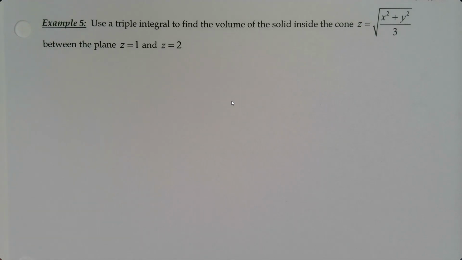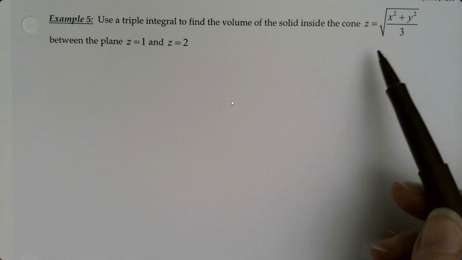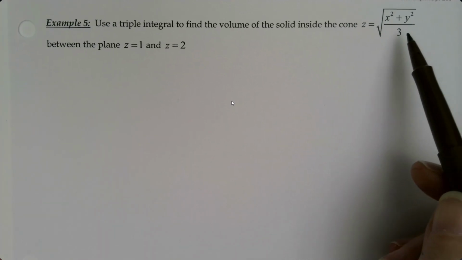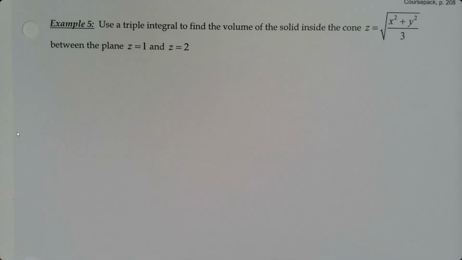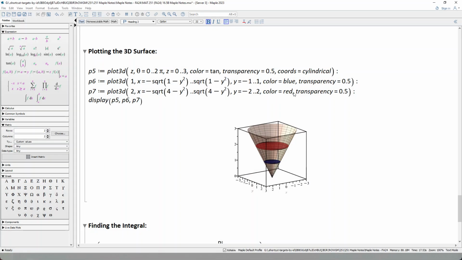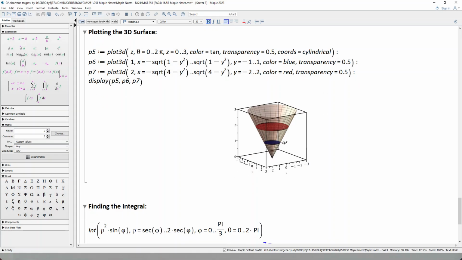So now we want to find, with a triple integral, the volume of the solid inside the cone z equals the square root of x squared plus y squared over the square root of 3, between the planes z equals 1 and z equals 2. So let's look at what that looks like in Maple for a second.